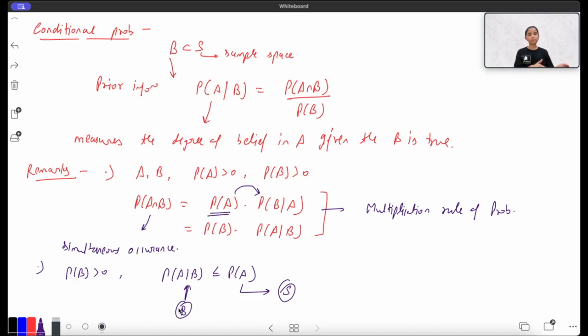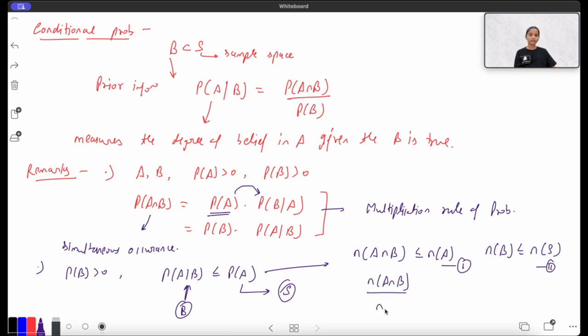So the corresponding probability would also reduce, and the reason behind it is that the favorable number of outcomes n of A intersection B is less than or equal to n of A, and similarly the total number in B is less than or equal to the total number in S. Dividing these two, we get n of A intersection B upon n of B is less than or equal to n of A upon n of S. That's the reason we say that probability of A given B is less than or equal to probability of A.